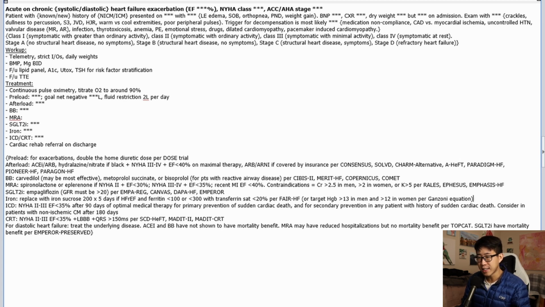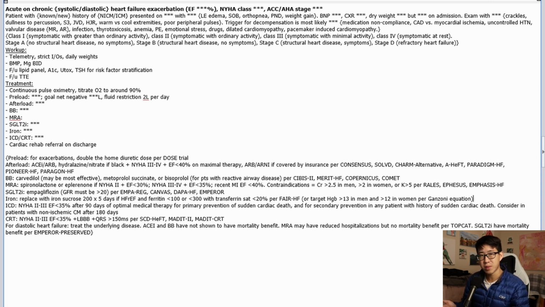For ICD, this is indicated in anybody with ischemic cardiomyopathy with an EF of less than 35% after 90 days of guideline-directed medical therapy. And this is for primary prevention of sudden cardiac death. For patients with secondary prevention, so if they've ever had a history of sudden cardiac death, then they immediately have an indication for an ICD.